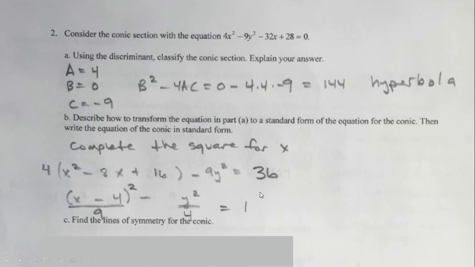Now I'm going to divide this whole thing by 36. So 4 divided by 36 is 1/9. Negative 9 divided by 36 is negative 1/4. And 36 divided by 36 is 1. So there is my equation of the hyperbola. And we can easily find the lines of symmetry. X equals 4, that would be where this value is 0, and y equals 0, where this value would be 0.